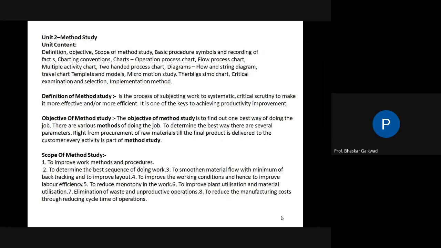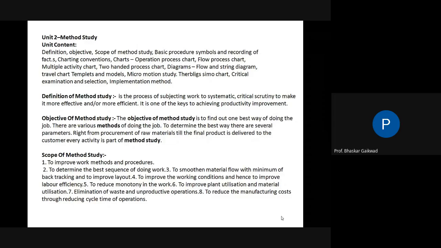Now, why is there a need for this method study? Meaning, the objective of method study: to find the one best way of doing the job. This is the first objective. In industry, a number of components are there. We are manufacturing bearings, crankshafts, bottles, gears, conveyors. So many products we are manufacturing in industry.